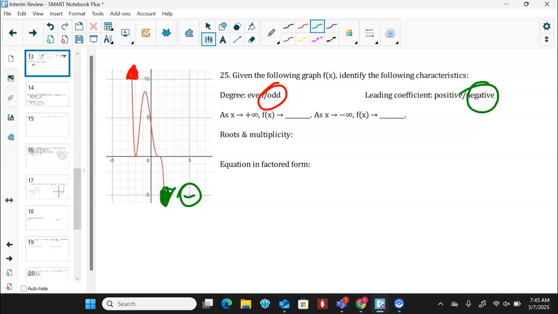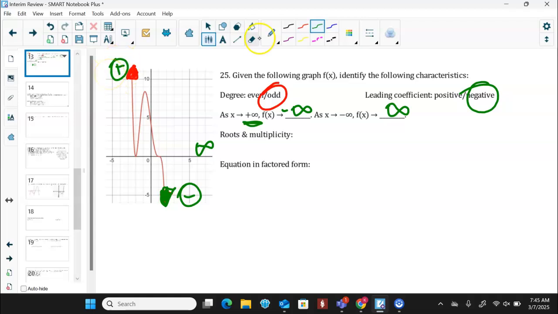All right, now because this is the right side, the positive side, I know that a footsie is going down because my leading coefficient is negative. I also know that this is an odd function, so the other footsie has to go in the opposite direction, which is positive, which is also true right here.